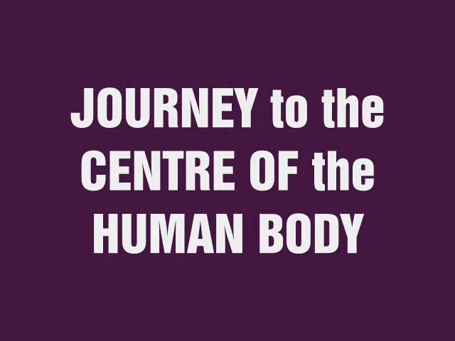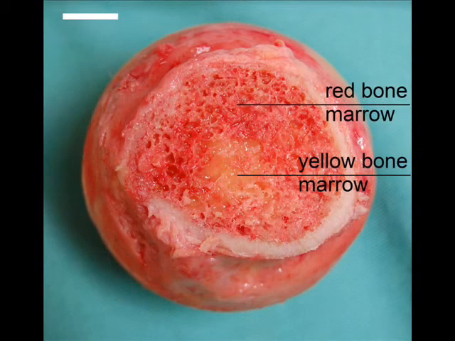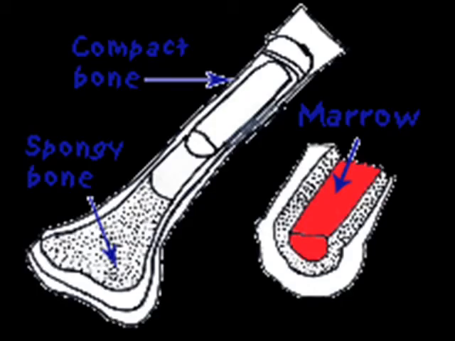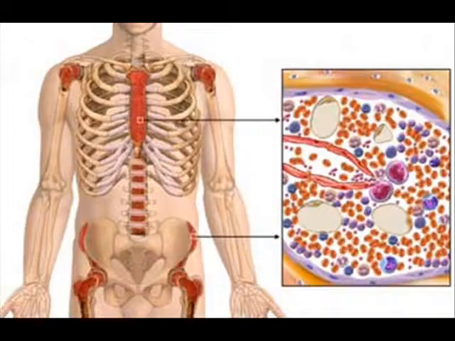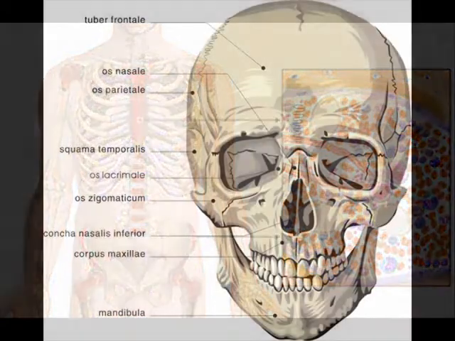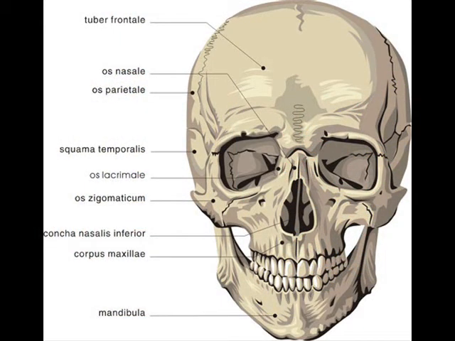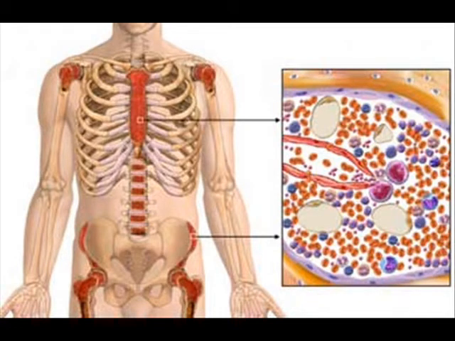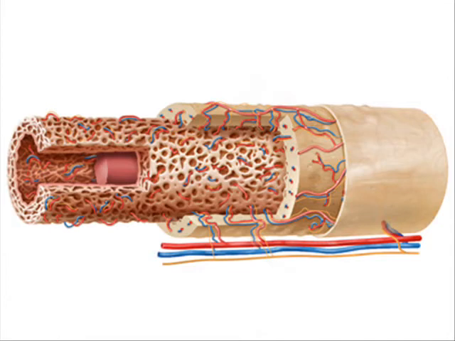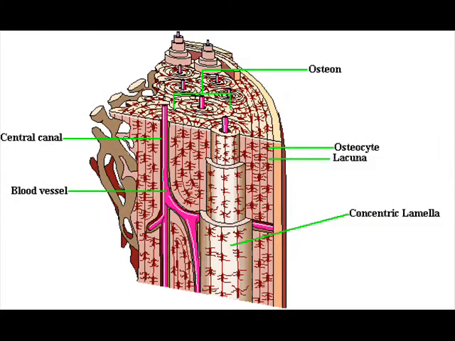Now we have reached the center of the human body, that is the red bone marrow. The red bone marrow is present only in the flat bones like cranial bones, ribs, sternum, vertebrae, pelvic bones, and ends of the long bones. Red bone marrow is the center of the human body. It consists of a large number of sinusoids, adventitial cells, and blood forming cells in between the adventitial cells.